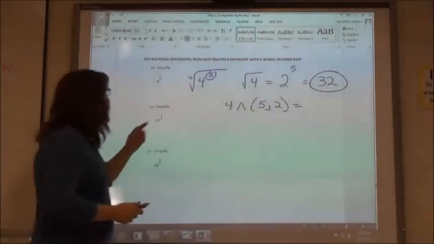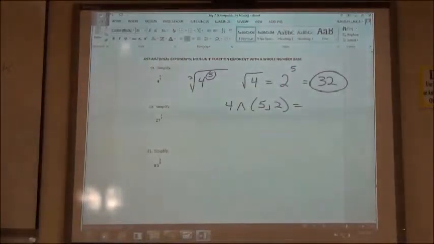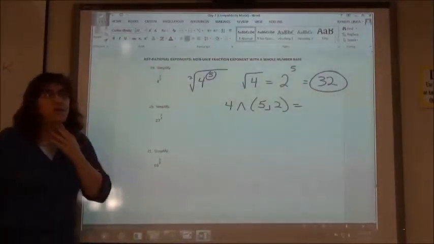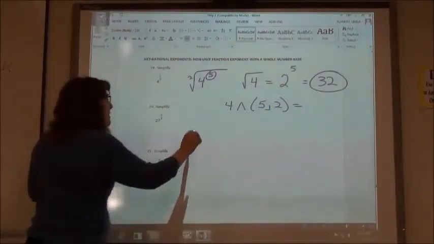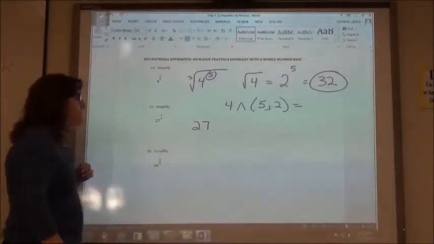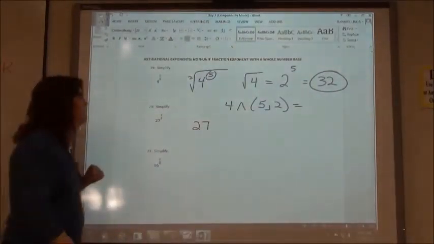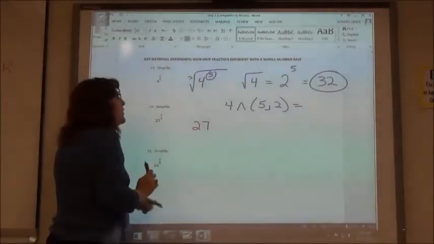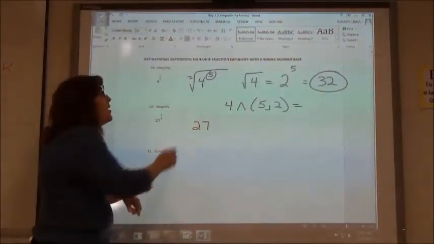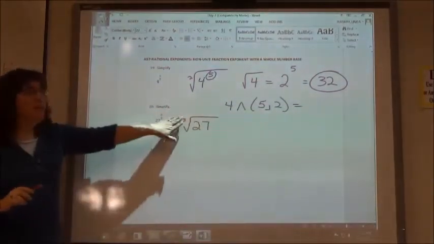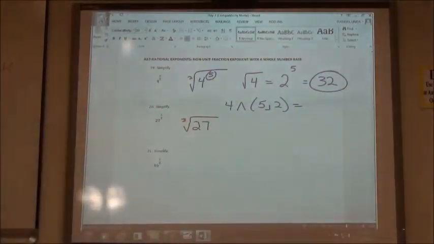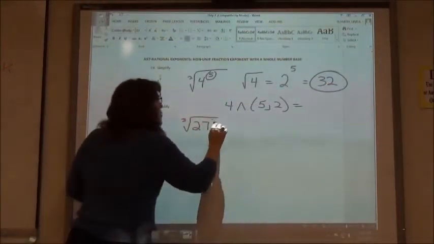So, number 20, rewriting that as a radical expression. How would I rewrite it as a radical expression? 27 to the 2/3 power. Where's the 3 go? It goes in the index. It's called the cubed root then. Cubed root of 27 to the 2nd power, right?